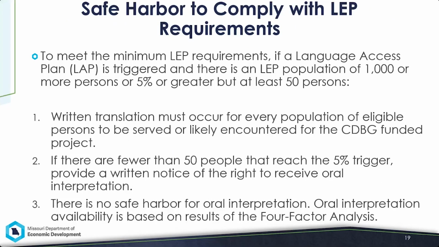Now, some safe harbors to comply with LEP requirements. To meet the minimum LEP requirement, if it is triggered, a written translation must occur for every population of eligible persons to be served or likely encountered for the CDBG funded project. That's just a written translation of any vital document for those people. And two, if there are fewer than 50 people that reach the 5% trigger, just provide a written notice of the right to receive oral interpretation. There's no safe harbor for oral interpretation. Oral interpretation availability is based on the results of the four-factor analysis and is pretty open for interpretation.